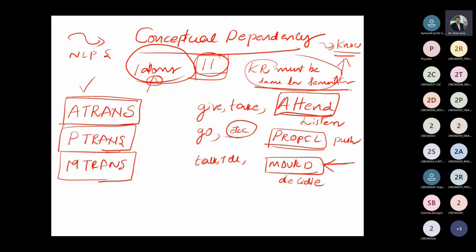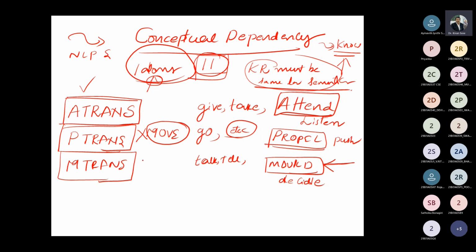Whenever we talk about p-trans, there is a physical movement you need to think about. There is a primitive called mu. Whenever I use mu, there is no physical transfer like p-trans. There is a physical transfer of the body in p-trans. In mu, you move the parts of your body, but there is no physical transfer. So p-trans and mu are opposite in terms of primitives.